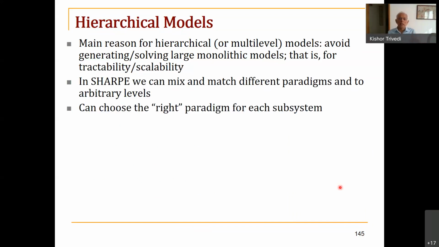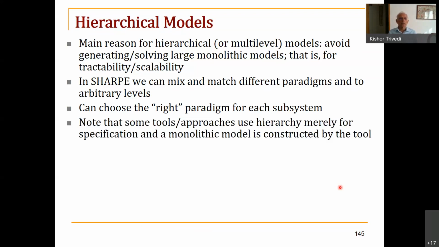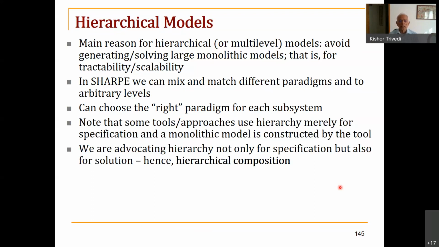And we can choose the right paradigm for each subsystem, whatever that means, in particular, depending on the type of information available, the type of system being discussed, and so on. And I will note that some tools or approaches use hierarchy merely for specification, and a monolithic model is constructed by the tool, in which case hierarchy is not very useful. What we are advocating is hierarchy not just for specification, but also for solution. Hence, we are calling it hierarchical composition.